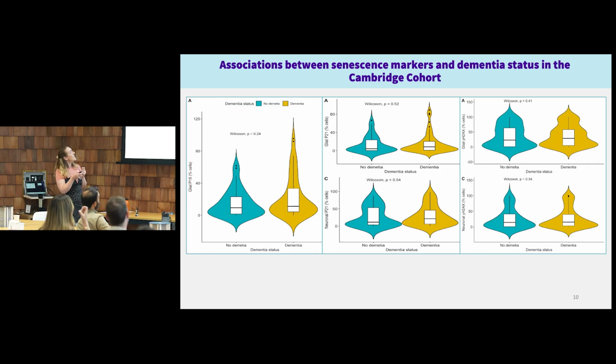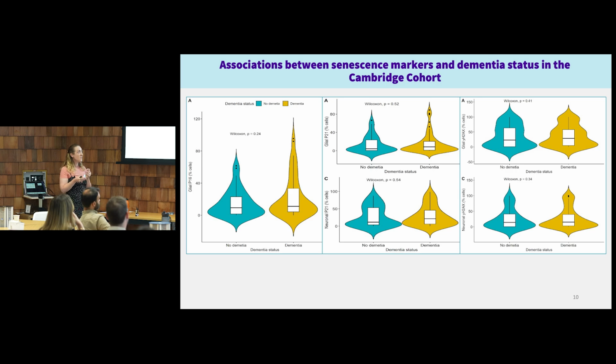And then indeed we also went on to look at the relationship between our markers and dementia status, and we did not find any statistically significant relationships. So it may be that senescence is indeed an independent mechanism of aging. It could also be that senescence is linked to dementia, but indirectly, perhaps via another mechanism such as neuroinflammation.